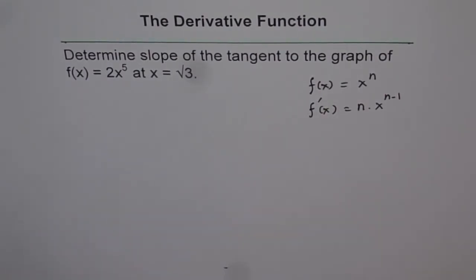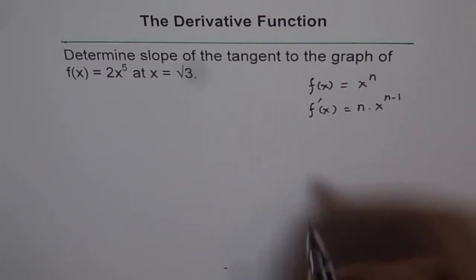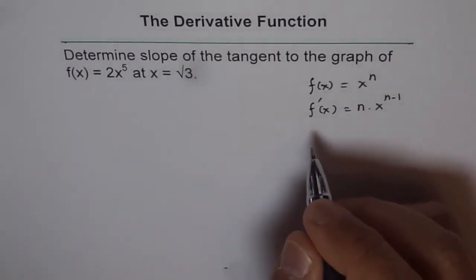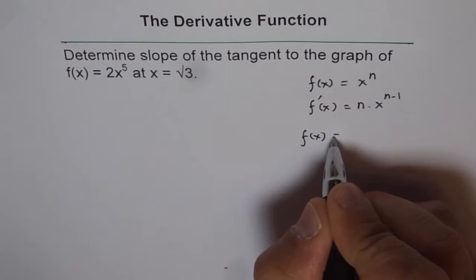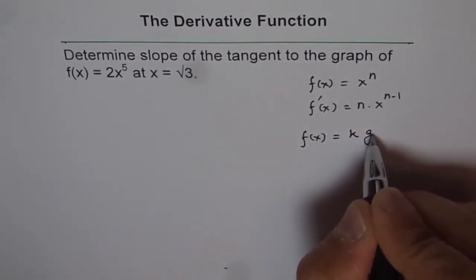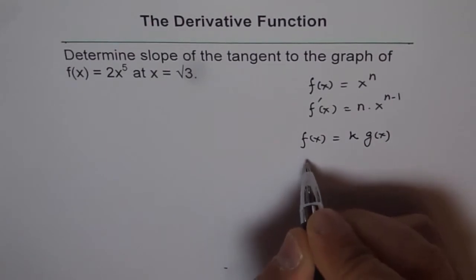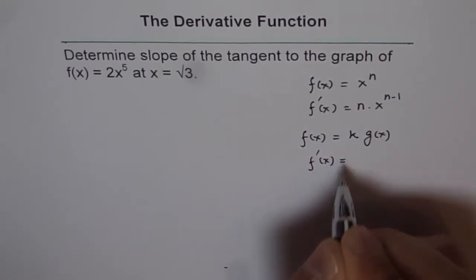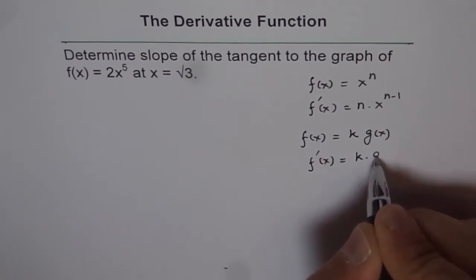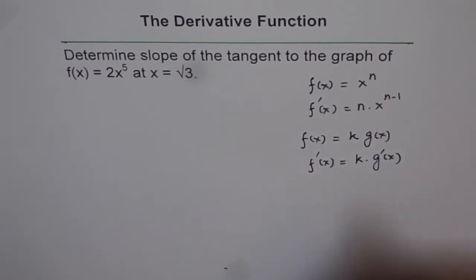The other rule which we are going to use here is the constant multiple rule. Now, the constant multiple rule is that if f of x is equal to, say, some constant times another function g of x, then f dash of x is equal to the constant times the derivative of that function. So that's the combination of rules we are going to use to solve this problem. The whole exercise in this playlist is to understand how to derive the rules and how to apply them.